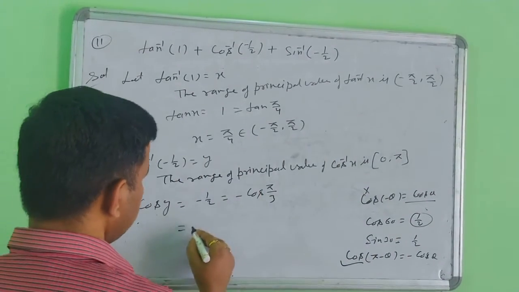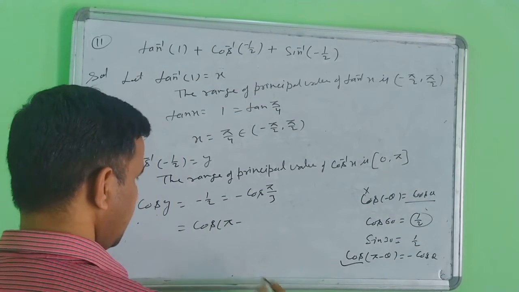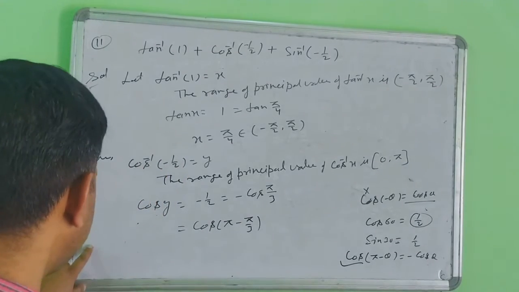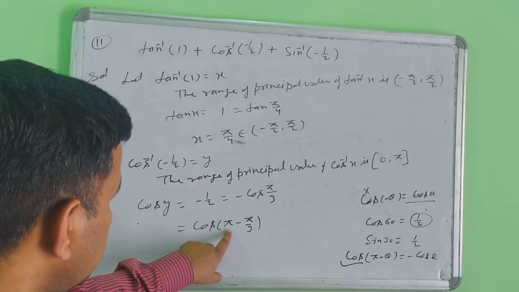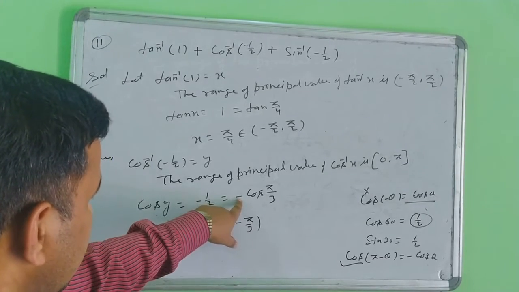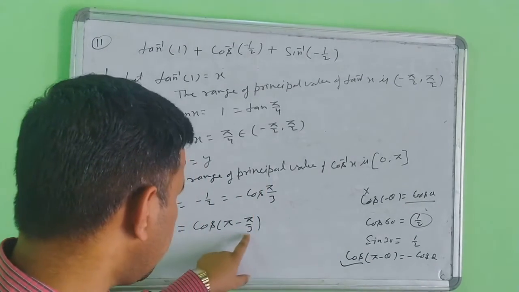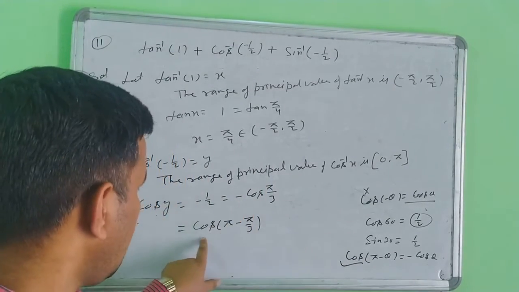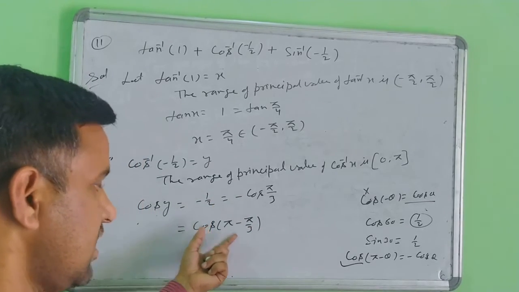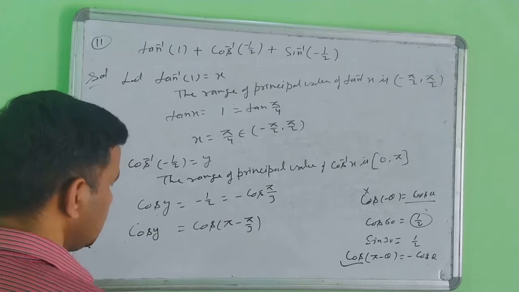Now, what will be cos of pi minus pi by 3? Why are we using pi minus pi by 3 here, with this minus sign? Cos pi minus pi by 3 is cos 180 minus theta, which is minus cos theta. Cos 180 minus theta is minus cos theta. This condition follows this identity. So this one is cos y.